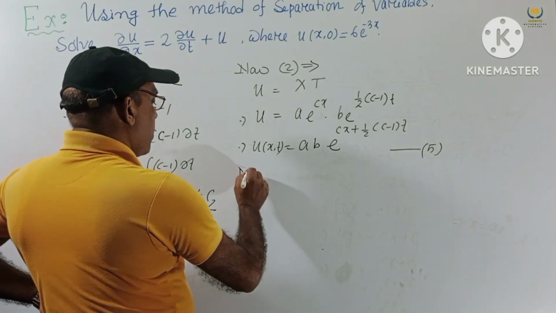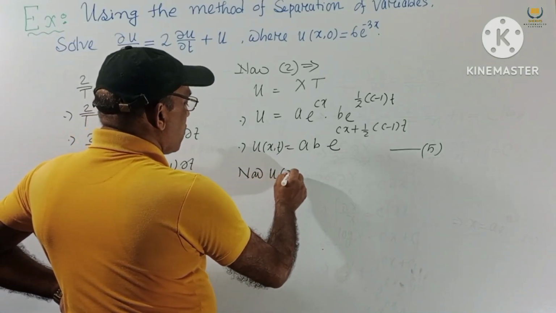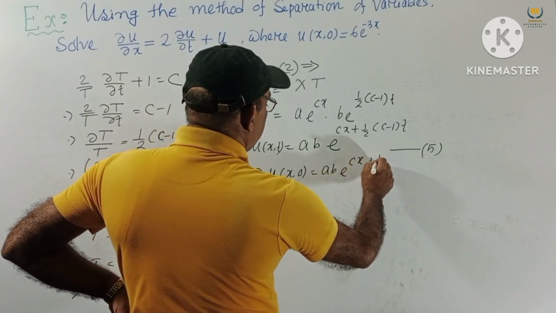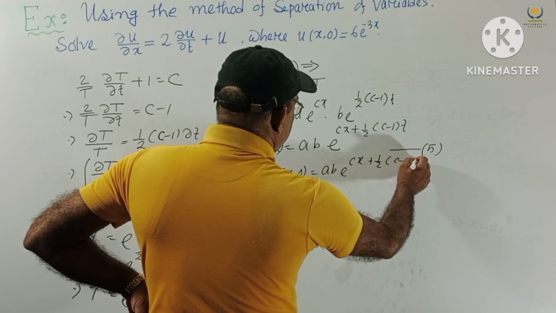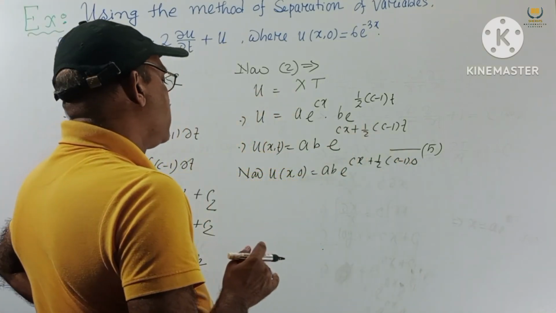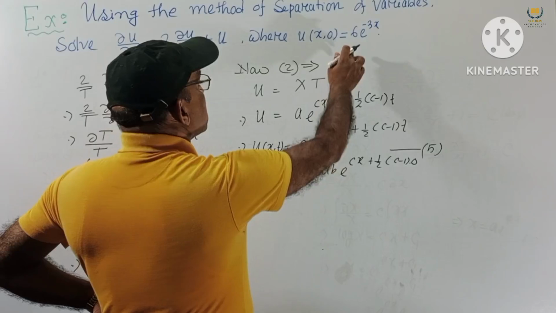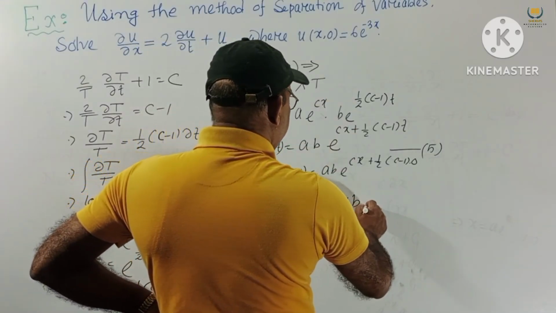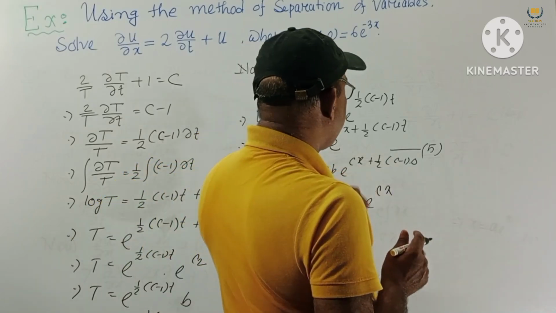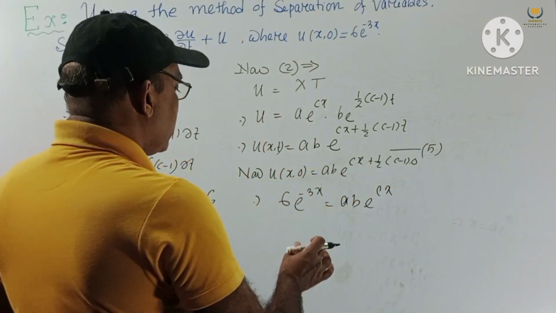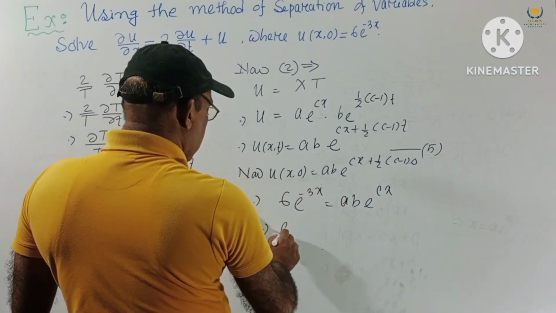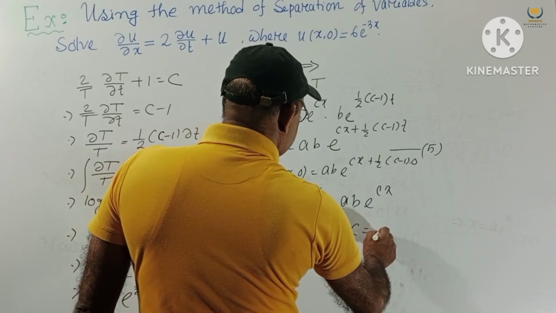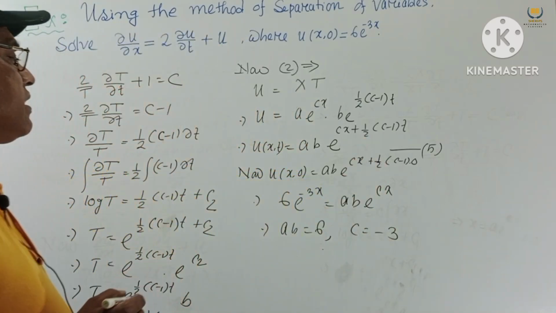Now u(x, 0): this is AB e to the power cx plus (1/2)(c minus 1) into 0, putting t equal to 0. And u(x, 0) is 6 e to the power minus 3x, AB e to the power cx. This is 0, we get cx. Now if we equate, then we get AB equal to 6 and c equal to minus 3. We get these values.